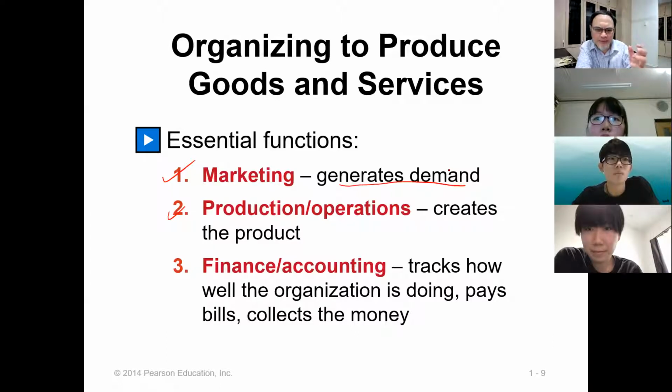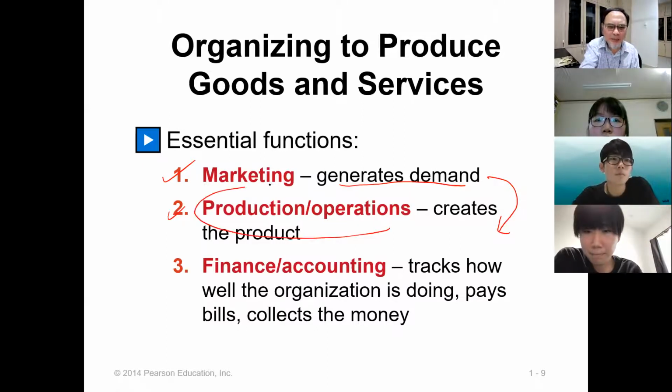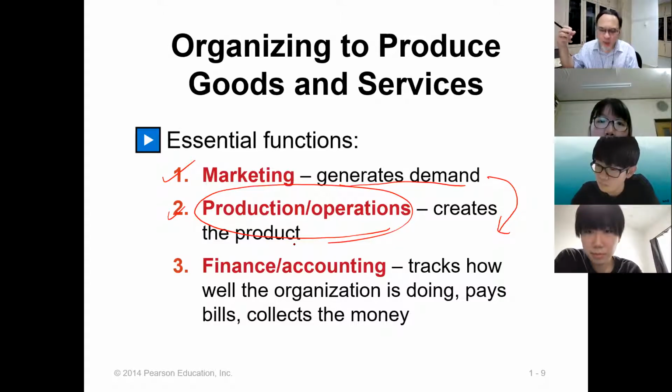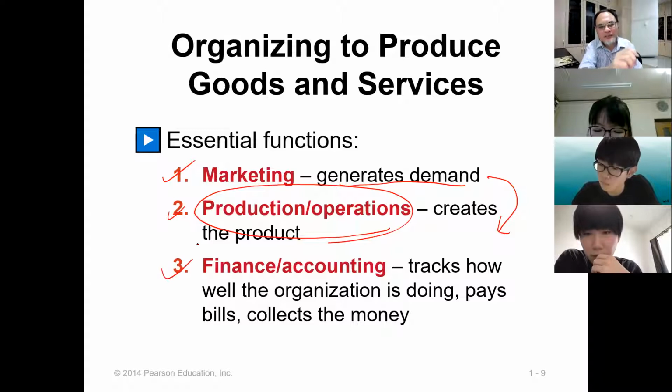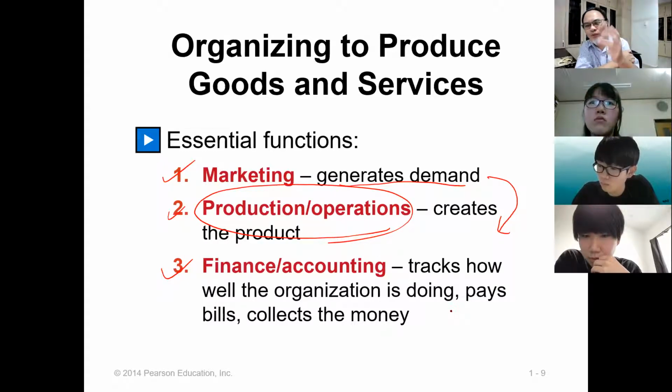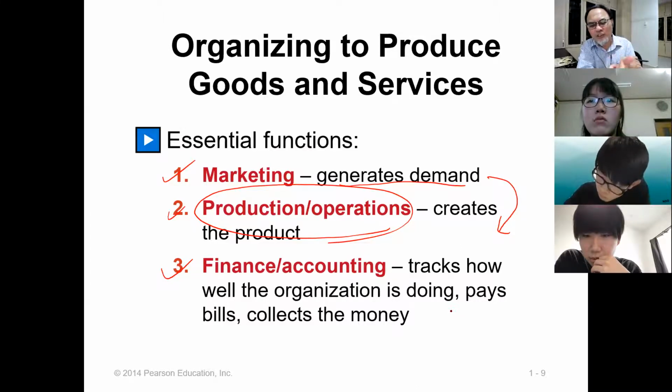But once marketing gets the volume, for example, there is a big order, 1,000 parts, you need to actually produce that. Okay, to produce that, you need the machine, you need the man, you need the material, you need the method, you need the technology. Okay, so you create that product. And of course, there is another important function in a company, which is finance and accounting. Okay, which tracks how well the organization is doing. Pays bills, collects the money. So any small company will always start with these three. If you have a small company, you need a marketing department, you need an operations department, and you need a finance and accounting department. Then you can start your company.